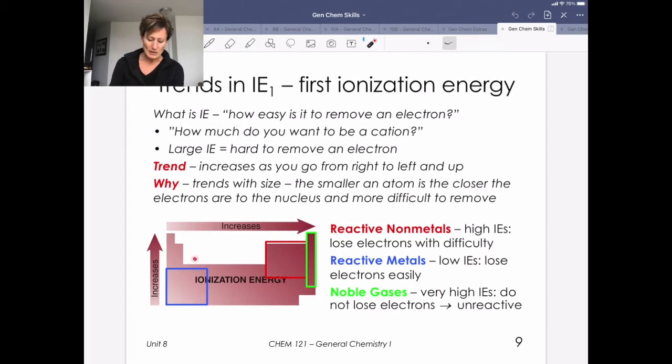We can think about reactive metals as having low ionization energies. They're going to remove electrons easily. These guys like to be cations. We know that nonmetals make anions, and don't like to be cations, so they're going to have fairly high ionization energies. They're not going to lose electrons very easily. And then remembering noble gases, they have very high ionization energies. They're really happy with the number of electrons that they have, so those are fairly unreactive.